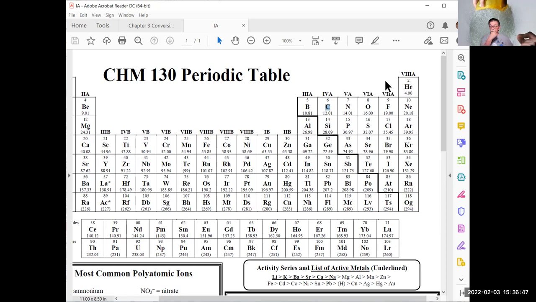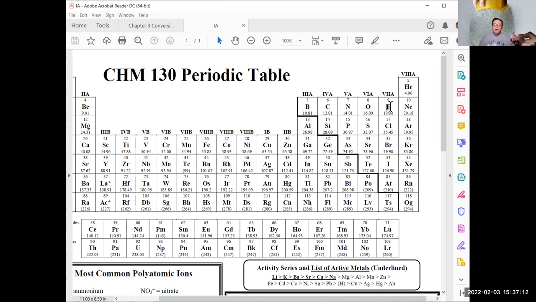Symbol C for carbon. The number on top is the atomic number. It is the 6. So six tells us that we have six protons, six electrons. Nitrogen, the neighbor next to it, number seven, has seven protons, seven electrons, and so forth.